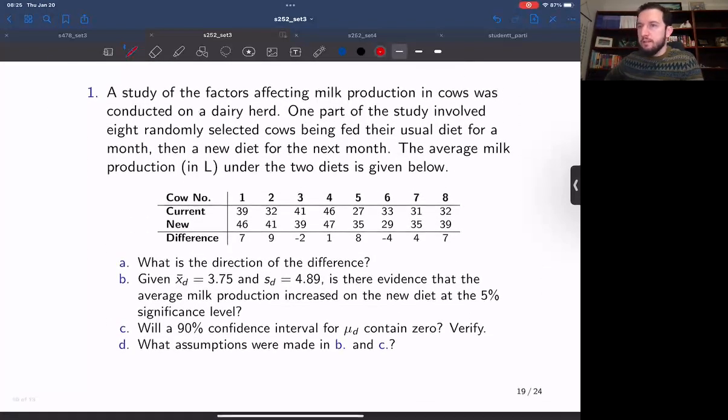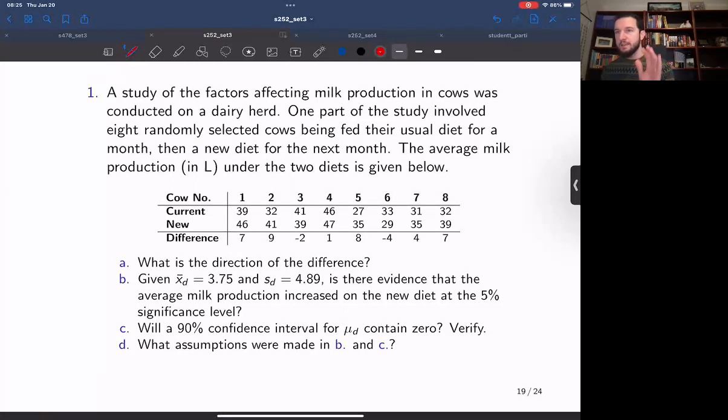Okay, so let's take a look at an example. A study of factors affecting milk production in cows was conducted on a dairy herd. One part of the study involved 8 randomly selected cows being fed their usual diet for a month, then a new diet for the next month. The average milk production under the 2 diets is given below. Let's break down what we have here so we can better understand the structure of the type of data we're working with.